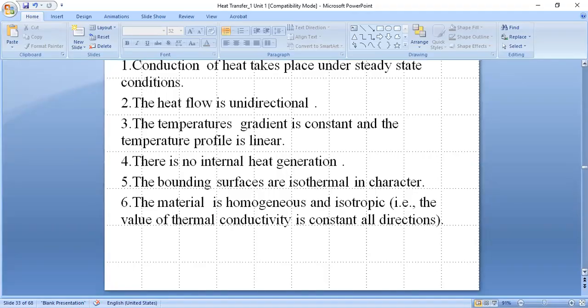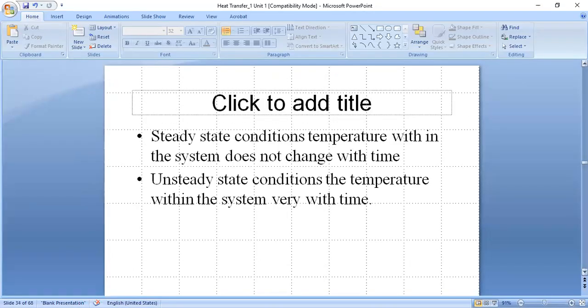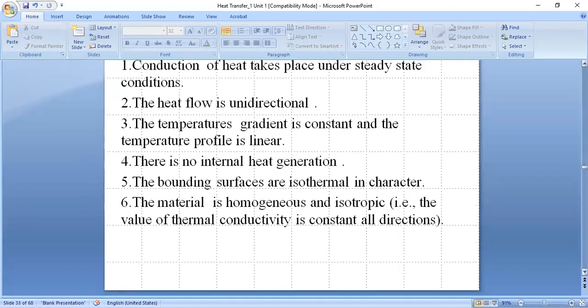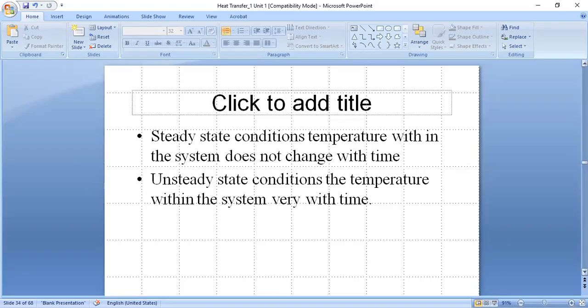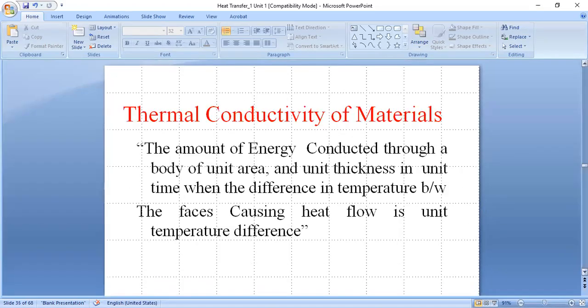See here, steady state condition, the temperature within the system does not change with time. Unsteady state conditions, the temperature within the system varies with time.